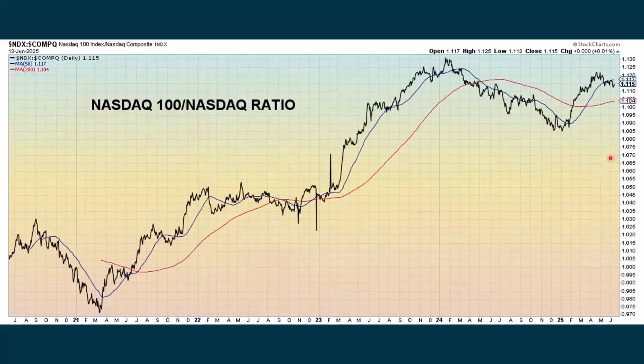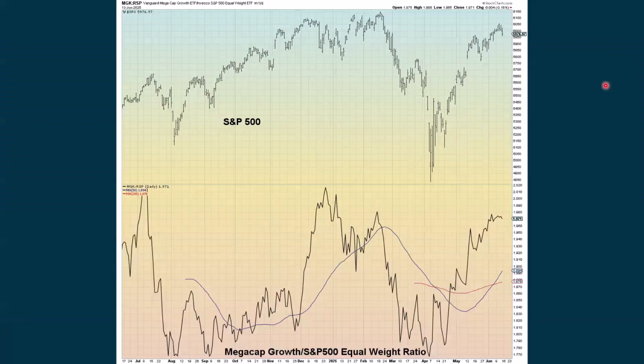The NASDAQ 100 is kind of leveling off when we compare it to the NASDAQ itself. When the NASDAQ 100 is really outperforming, that's typically more positive. But ever since we went down in late March and into April, this ratio has been leveling off some.